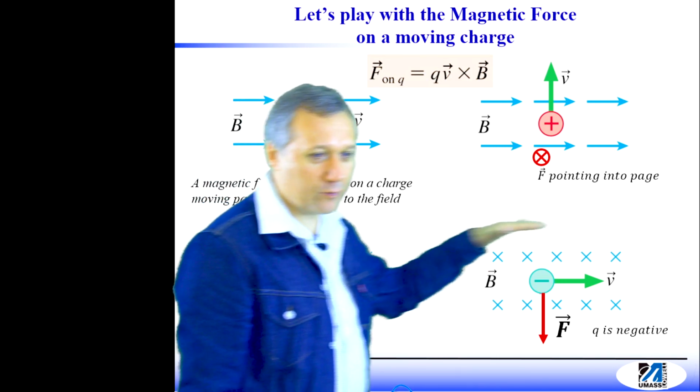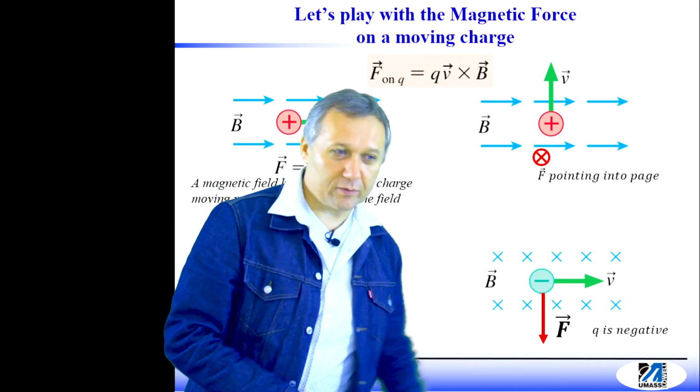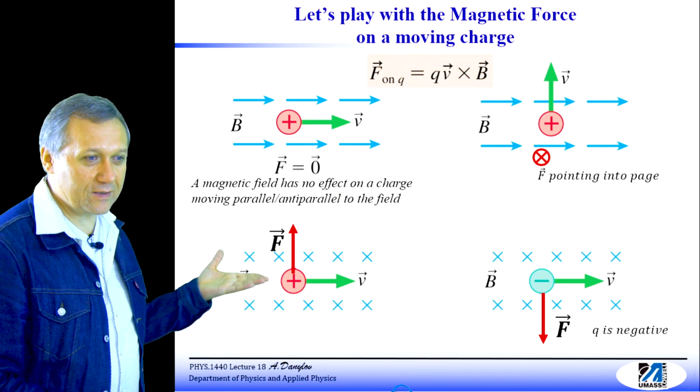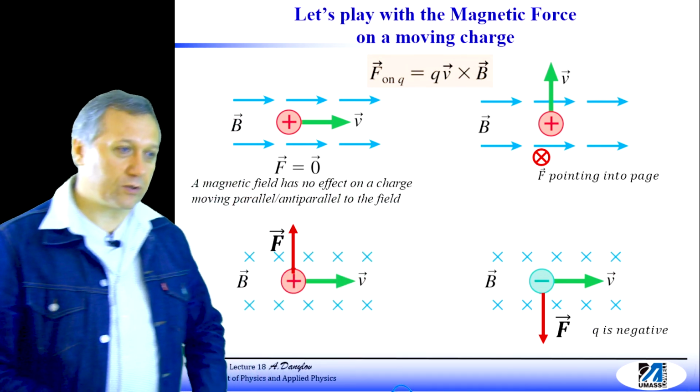So this particle is going to have some kind of parabolic motion with a branch down. But in the previous case, it will be some kind of a parabola, most likely with a branch up.